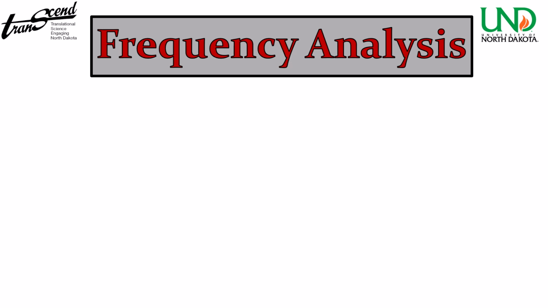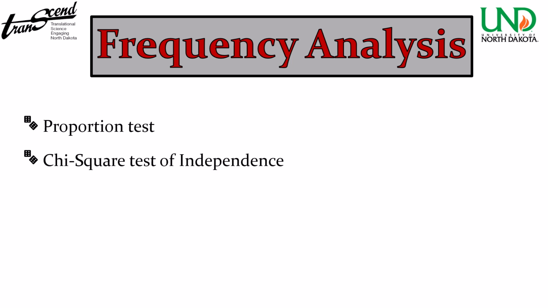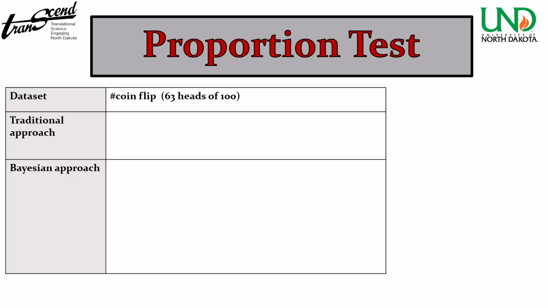We'll turn to frequency analysis. Some of these will be just two here: proportion test and chi-square test of independence. Relatively straightforward here. We'll start with a proportion test. We're going to use, well, we don't even need a data set. I'm going to create what's called coin flips. Imagine, because you're looking at proportions, we want to look at proportions of something like heads.